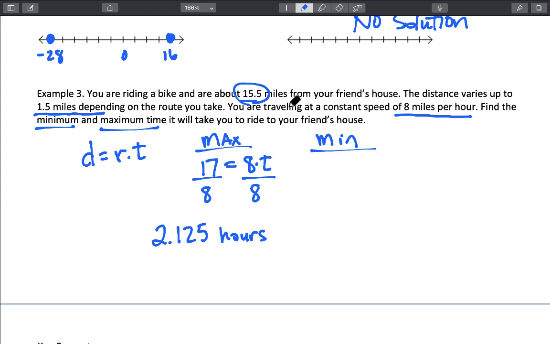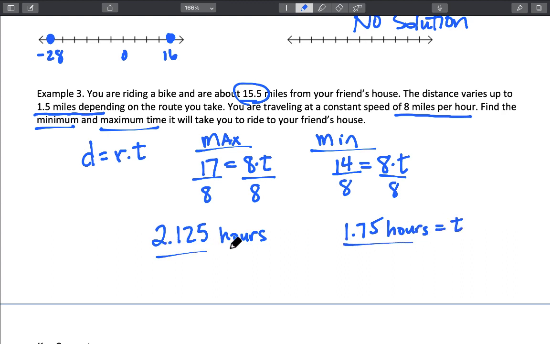All right, now let's consider the minimum distance it could take you. That minimum distance would be if you cut off 1.5 miles. So if we reduce that 15.5 miles by 1.5 miles, that's going to be a total of 14 miles. Well, that would be a distance of 14, traveling at 8 miles per hour. We're going to divide both sides by 8. 14 over 8 gives us just under 2 hours, which is 1.75 hours. So there is our minimum and our maximum amounts of time that it could take us.